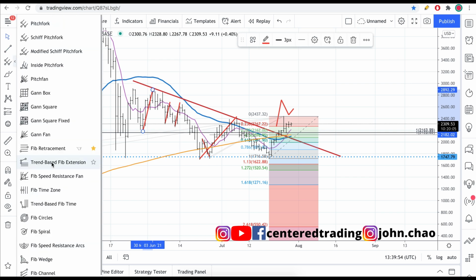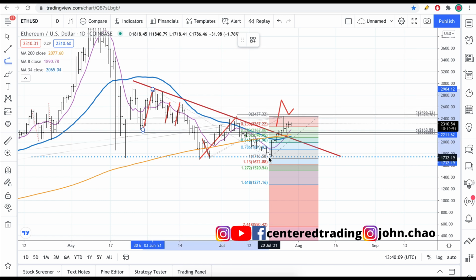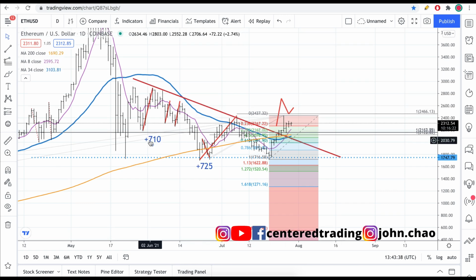So I'm going to use this tool, the trend-based Fib extension tool. I'm going to click here once, click here twice, and then project it to this new recent low. Doing it again from this pivot low to a pivot high, projecting it to this new recent low. These are not exact figures, but very close.